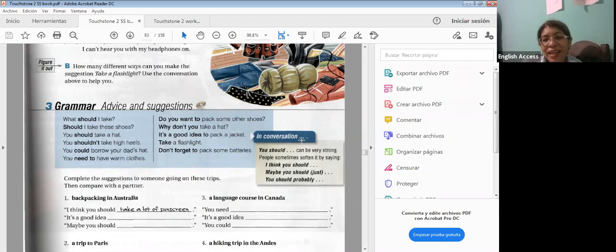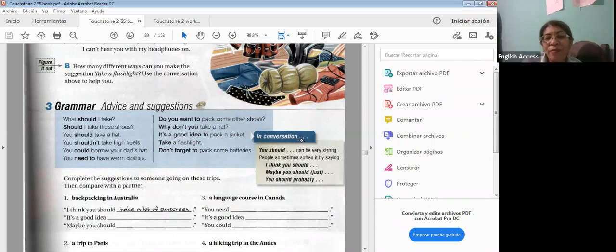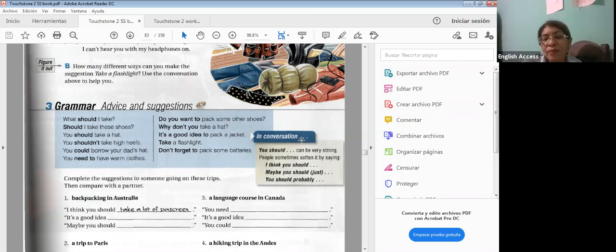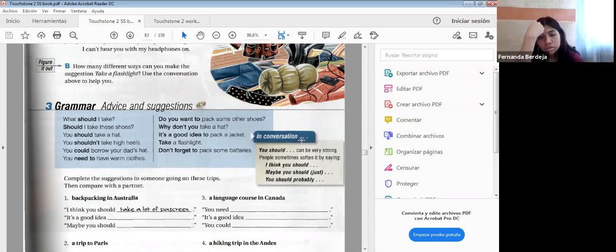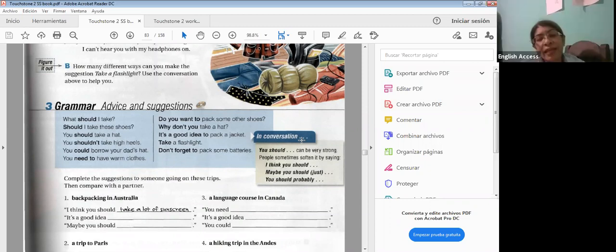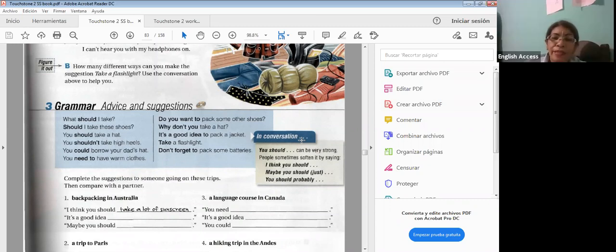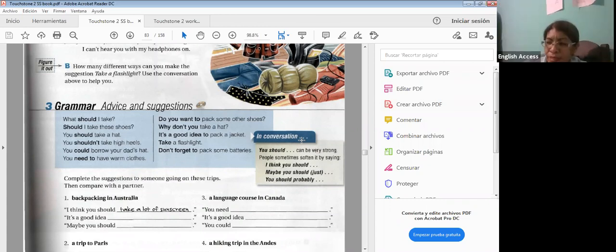You could borrow your dad's hat. You need to have warm clothes. Do you want to pack some other shoes? Why don't you take a hat? It's a good idea to pack a jacket. Take a flashlight. Don't forget to pack some batteries. Okay. Questions about the grammar chart?